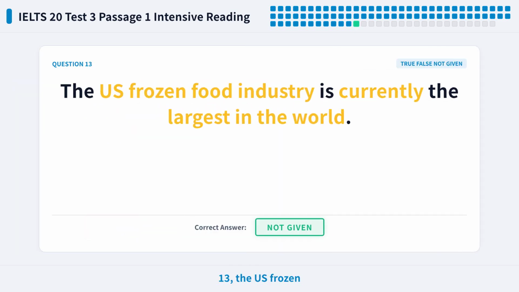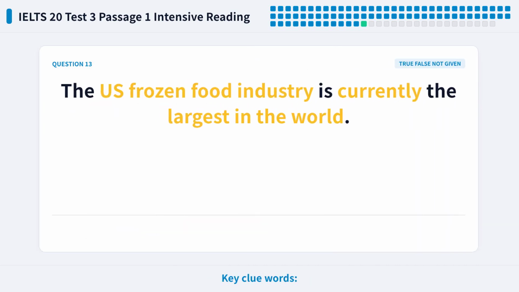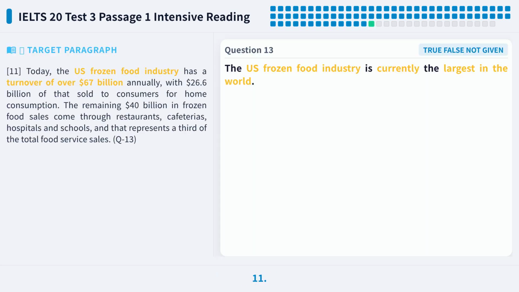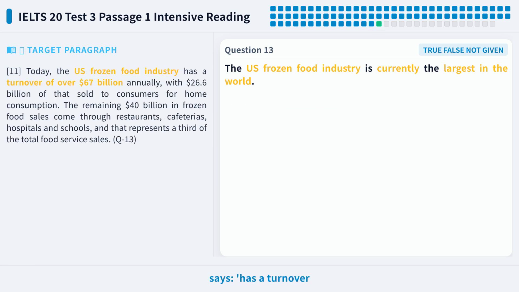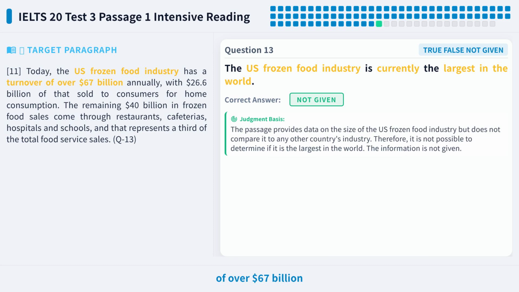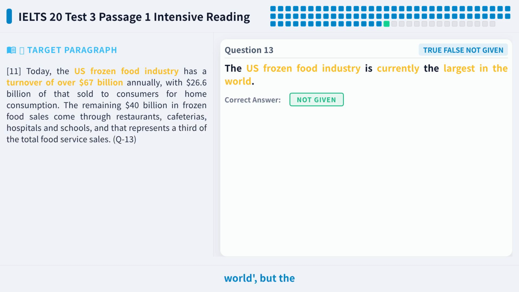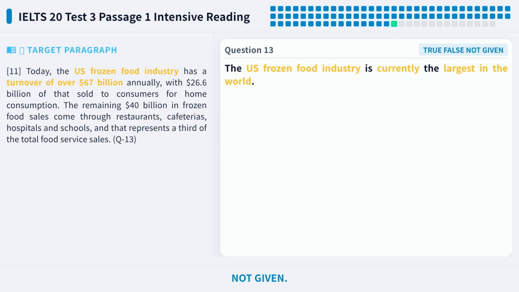Let's look at question 13. The U.S. frozen food industry is currently the largest in the world. Key clue words: currently the largest in the world. Locate paragraph 11. Scan for landmark words, turnover of over $67 billion. The original text says, has a turnover of over $67 billion annually. The statement says currently the largest in the world, but the text only gives US data, with no comparison to other countries. So it's not false, it's not given. So the answer to question 13 is not given.